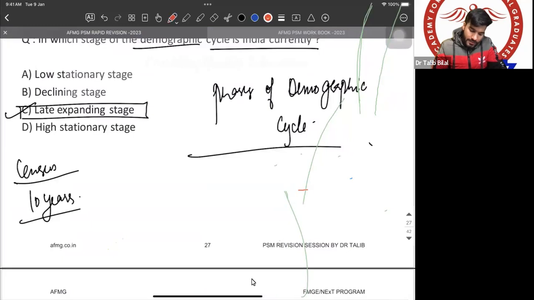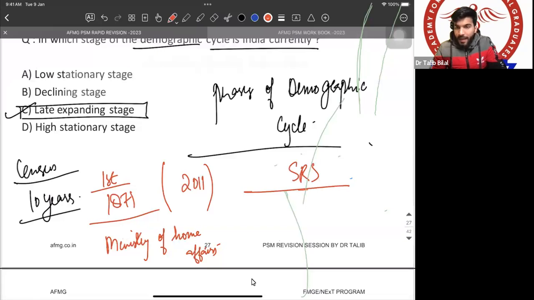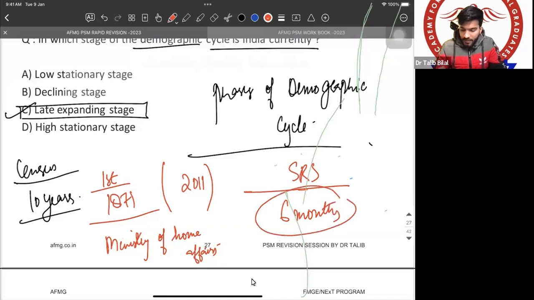If I talk about census, guys, census is done after every 10 years. The first census was done in 1871. It's under the Ministry of Home Affairs. The last census was done in 2011. SRS, Sample Registration, is done after every 6 months. You have to remember these.